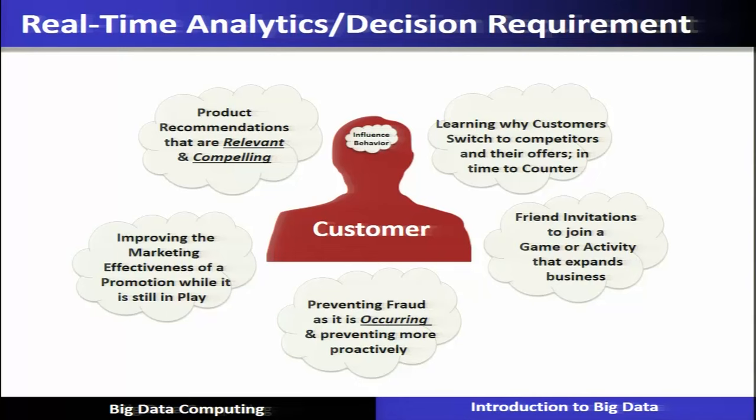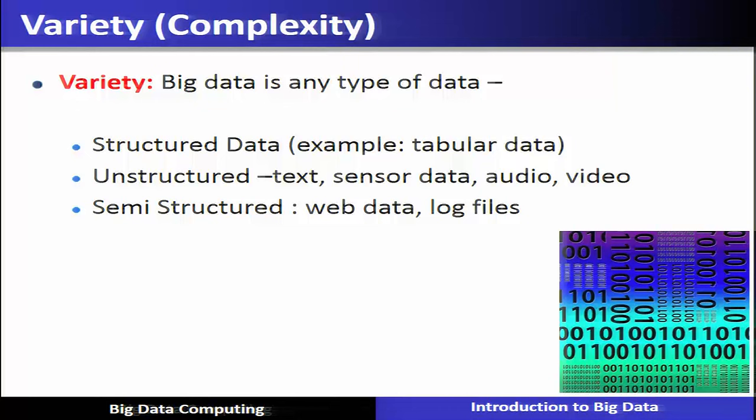The next dimension is called variety, which adds another level of complexity. Variety means big data is not of one form, but comprises several types of forms. For example, structured data is the data which is stored in the form of tables. Unstructured data cannot be stored completely in tabular form, and includes text, sensor data, audio and video. There are different types of data which cannot be termed structured data.